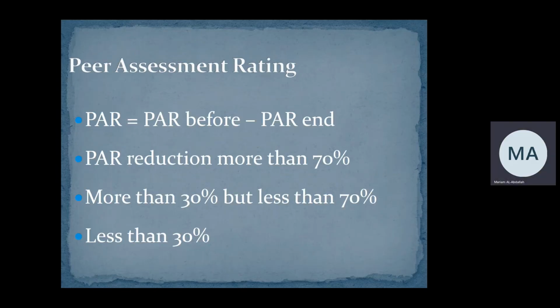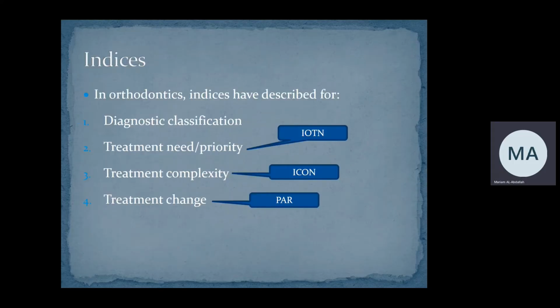So the PAR index score before treatment minus the PAR index score at the end of the treatment will give you a certain measure. If the PAR score was reduced by more than 70%, this is a very successful treatment. 30 to 70% reduction is considered acceptable. Less than 30% is considered of little benefit of the treatment. Okay.